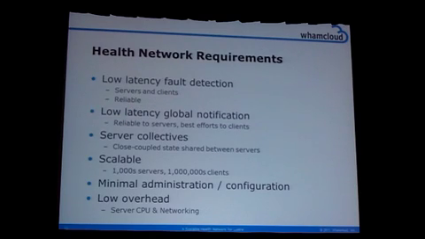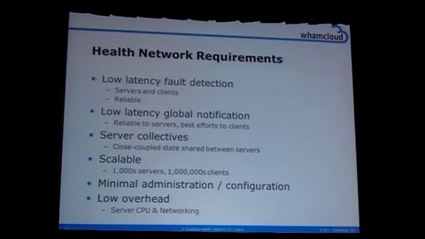So here are some requirements for a health network. We need low latency fault detection, and we need that for servers and clients. And it needs to be reliable. It can't be giving false positives, at least not very much. We can cope with some low level. We need low latency global notification so that when a fault event is detected somewhere, the rest of the cluster is notified scalably and quickly.